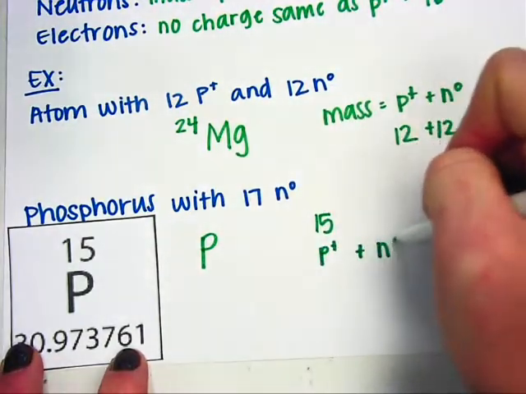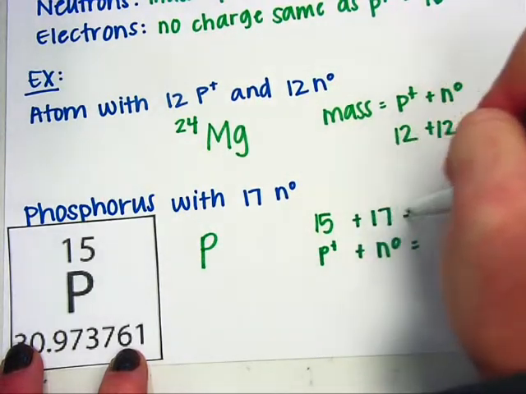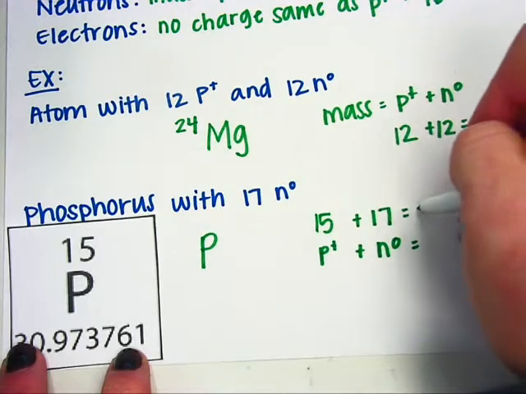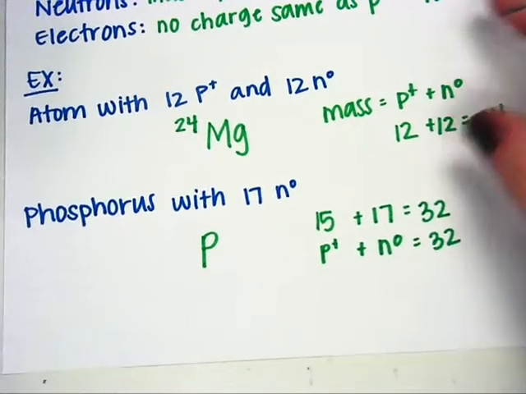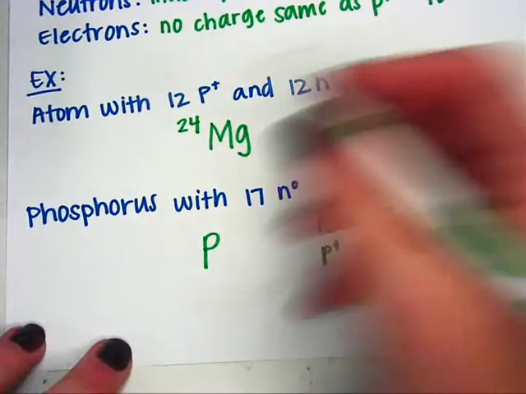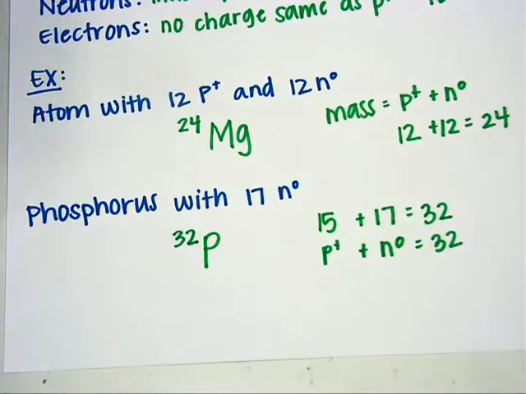I'll add that to my number of neutrons, which the problem told me was 17. And 17 plus 15 gives me 32, or gives me my mass. So my mass is going to go up here, and that is the isotope form for phosphorus 32. Okay, so that's isotopes.